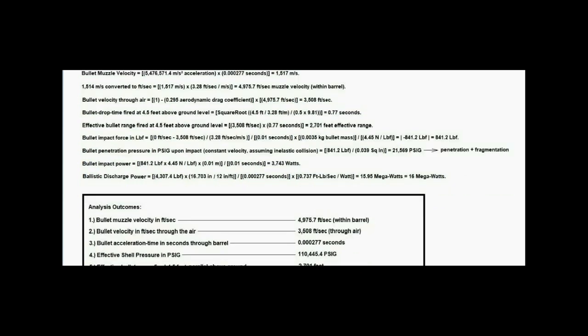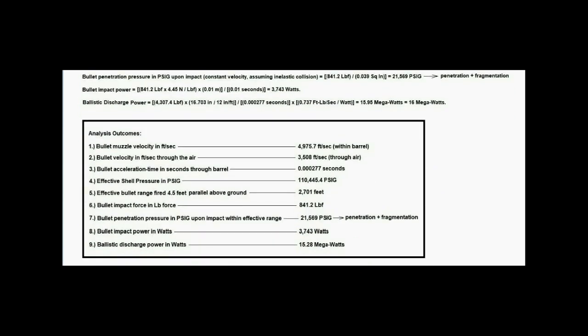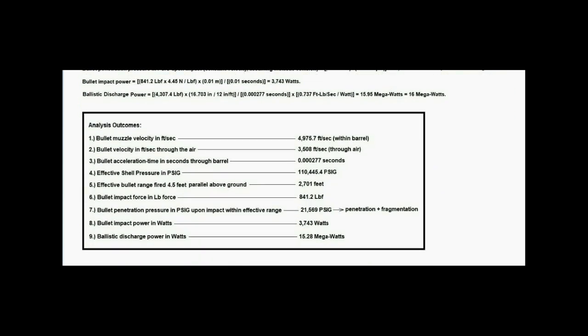So all points 1 through 9 have been solved, and here are the calculated performance specifications for the AR-15 223 rifle using the 16-inch barrel, and ammunition specifications: 55 grain bullet mass and 25 grains smokeless gunpowder charge mass.